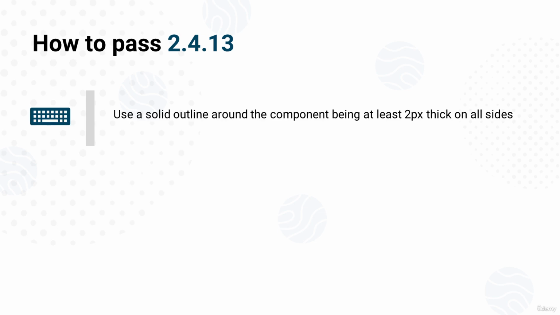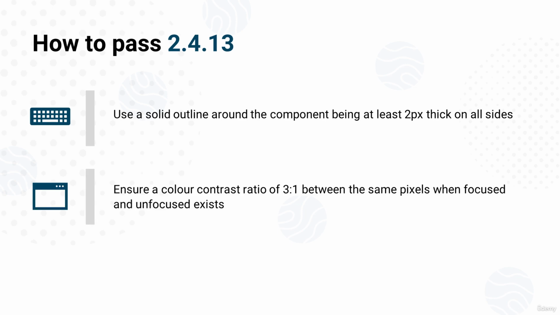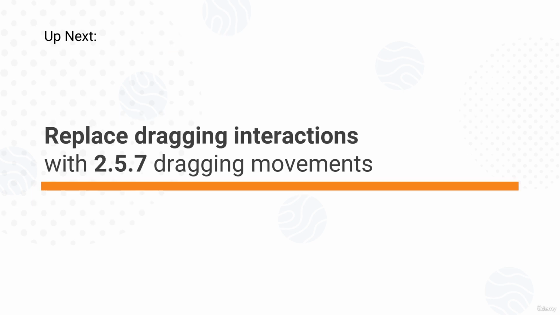Use a solid outline around the component, with the outline being at least 2 pixels thick on all sides, and ensure a color contrast ratio of 3:1 between the same pixels when focused and unfocused exists. In the next unit, I'll look at 2.5.7 dragging movements, a AA criterion which discusses techniques for replacing the dragging interaction.